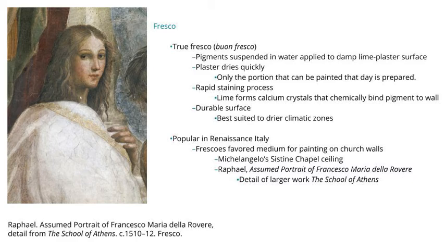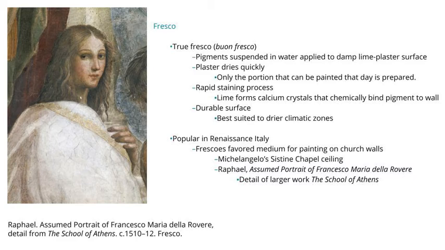And in this, how the plaster dries quickly, that's a very rapid staining process. So scientifically, on a microscopic level, the lime forms calcium crystals that chemically bind the pigment to the wall itself. And this makes a very durable surface, but it is best suited to drier climatic zones. Too much humidity can mess it up. And this was very popular in Renaissance Italy.